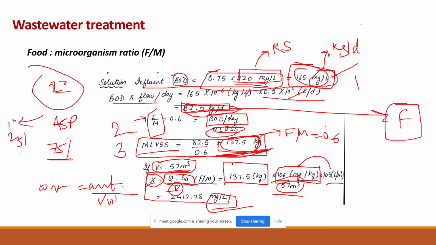So this is just to show how the calculations are done when we have the BOD values as well as the F by M ratios or the MLVSS values. Fine. So I hope this example is clear to you. You just had to convert the BOD into BOD in kg per day and then simply obtain the microbial biomass.